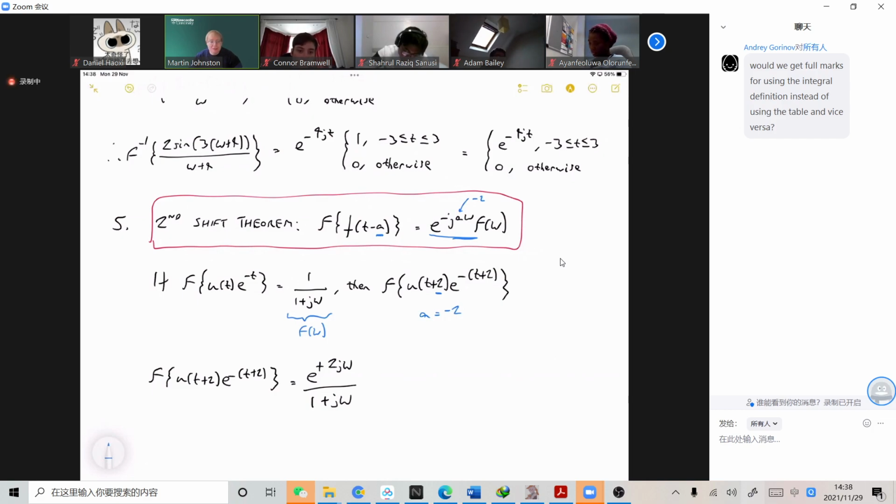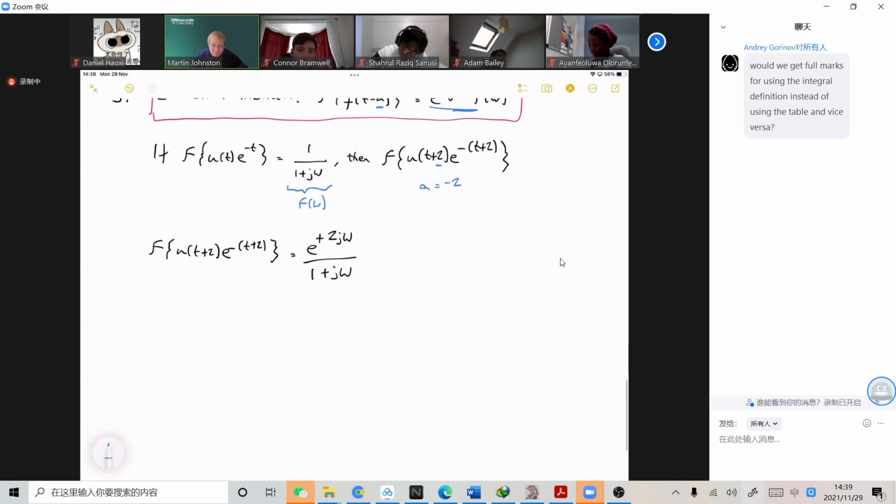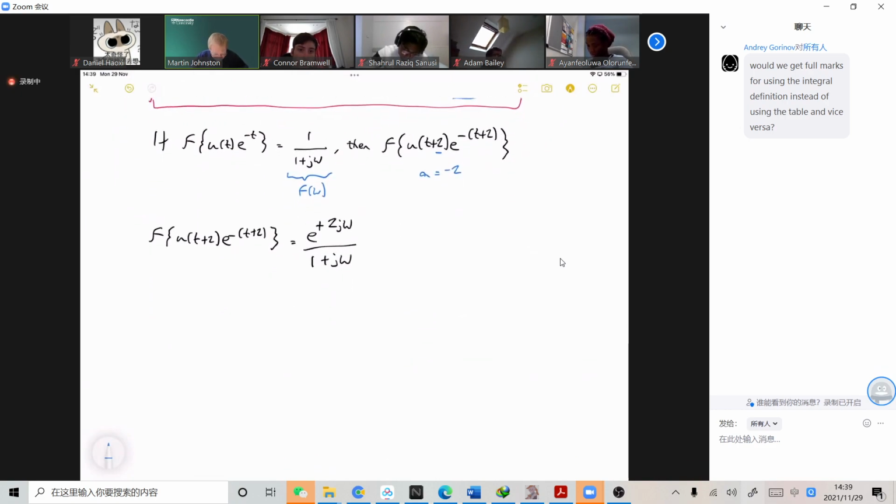Right. So what I'm going to do now, I'm going to do question 6. And this is one where you have a function that isn't in the table. And we can't use any other tricks. We can't shift any functions. We can't use time frequency duality. It's just a function that has been defined that isn't in any table. So in that case, we have to use the integral.